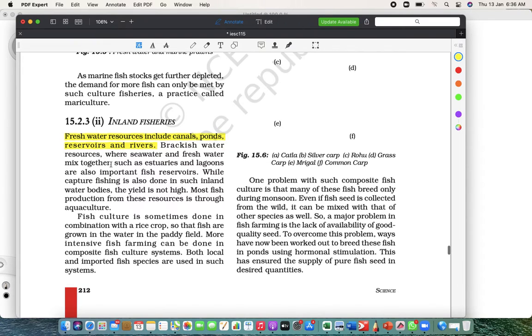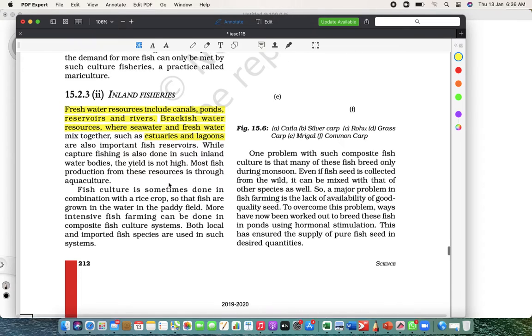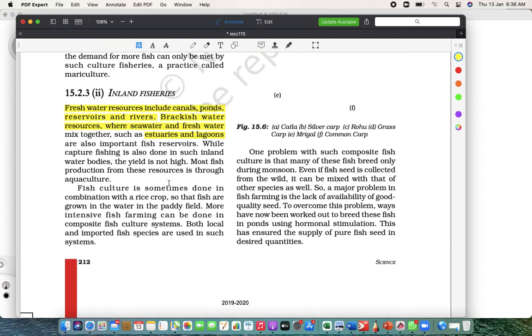Estuaries and lagoons are also important fish reservoirs, where seawater and fresh water are mixed together. So what is brackish water? Seawater and fresh water mixed together. Ponds, canals, and reservoirs have only fresh water, but brackish water is a mix of two things: fresh water and seawater. Capture fishing is done in such inland water bodies.